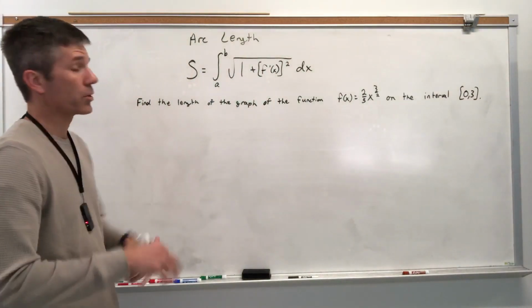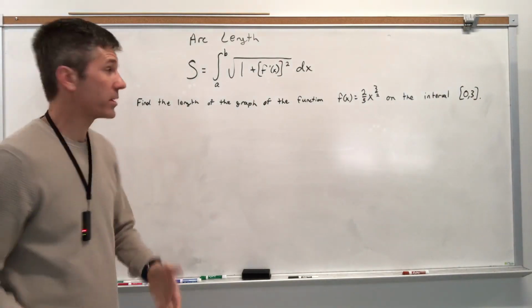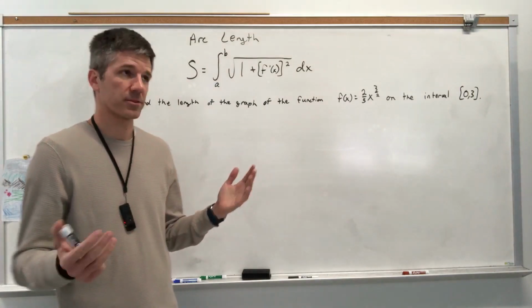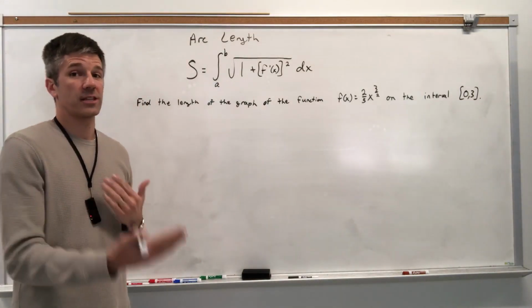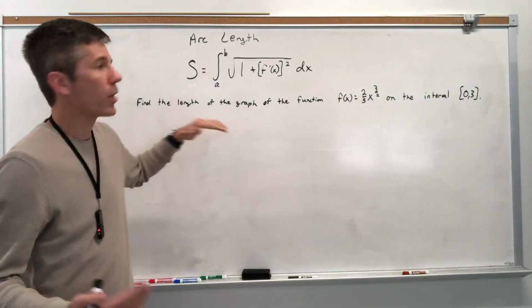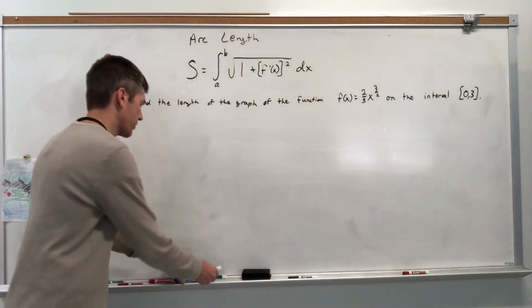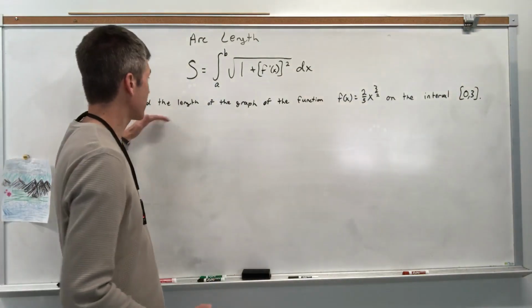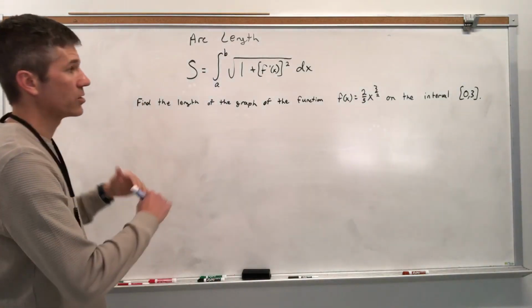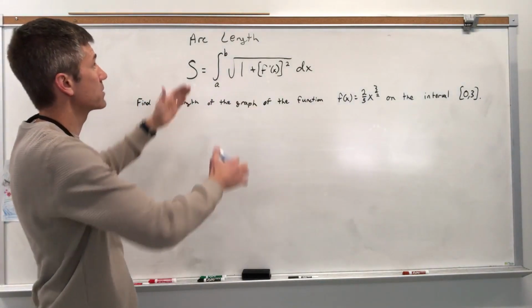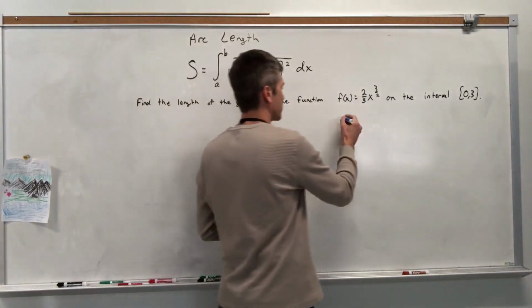So step one, let's go ahead and find a derivative because you know you're going to need it. Step zero, I guess, is to really understand what the question is asking. Find the length of the graph, that is arc length. We need this formula. Therefore, we'll take a derivative. I have no idea what this graph looks like, but I know they're asking for how long it is, which is arc length.